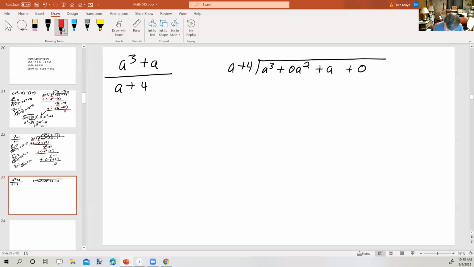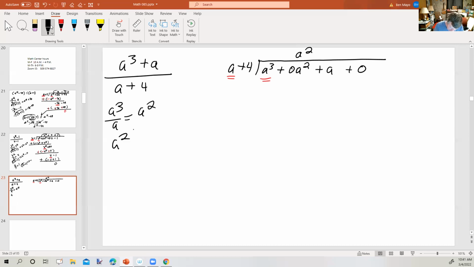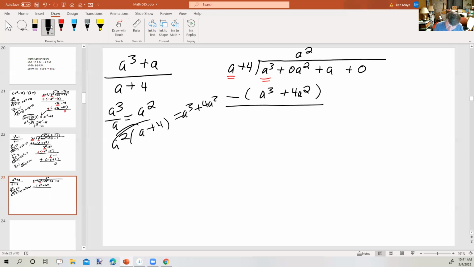So divide the leading term inside by the leading term outside. A cubed divided by A is A squared. A squared times the divisor A plus 4 gives us A cubed plus 4A squared. So A cubed plus 4A squared. We're going to subtract that quantity from what's up above. We'll change it to addition of the opposite. A cubed plus negative A cubed is 0A cubed. 0A squared plus negative 4A squared is negative 4A squared.